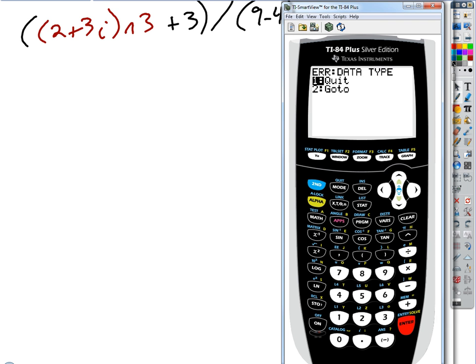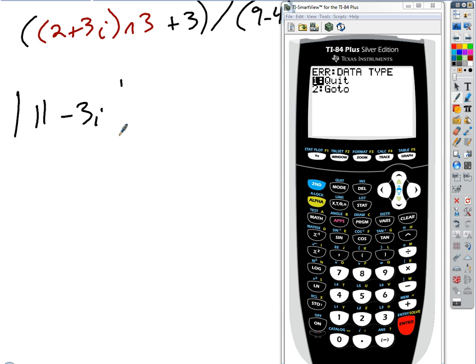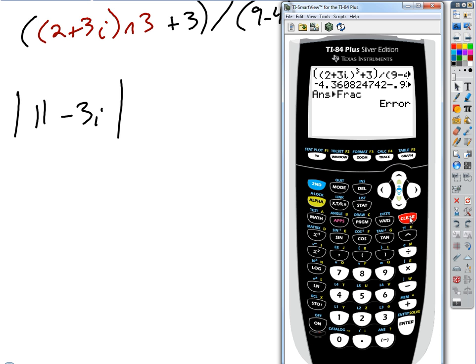Okay, what if you want to calculate a modulus? This is really simple to do anyway, but you might as well let your calculator do it for you. If I want to calculate the modulus of 11 minus 3i, what do you think I do? All I have to do is just use absolute value, right? So, where is that? Math, number, absolute value. There's my absolute value bars. For a complex number, it's going to know to make that a modulus. 11 minus 3.